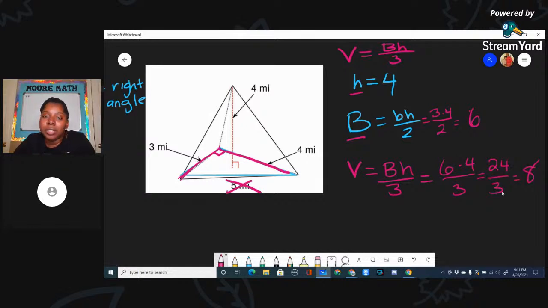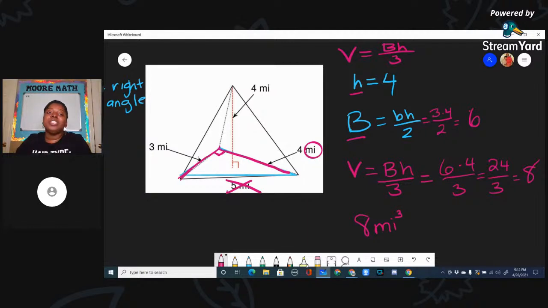8 what? So these are, okay, that looks like miles, which I've never seen before, but usually it's inches or millimeters or something. So how would we write this for my units? Miles cubed. Volume, cubed. There you go.